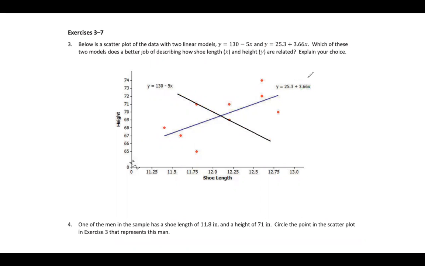Then it says one of the men in the sample has a shoe length of 11.8, so that would be somewhere around here, right? And 71 inches. And that would be somewhere around here. So we need to make those 2 points meet and see which dot helps to represent them, and then circle that dot. So on your paper, you can just point it out. You can use a bigger circle to show it. You can annotate it like I am, but it's up to you.